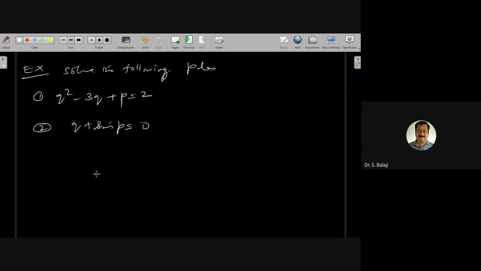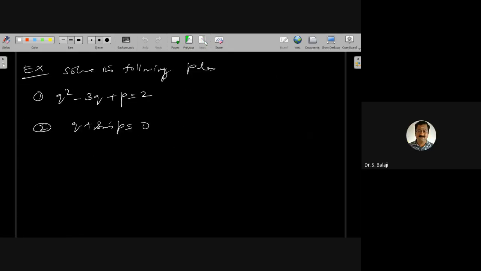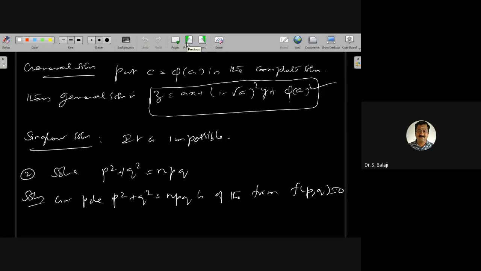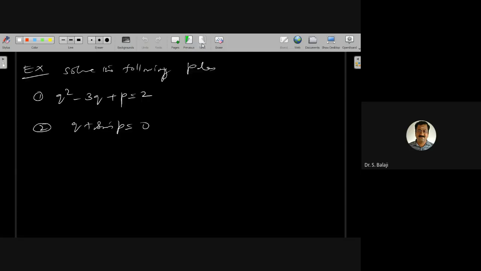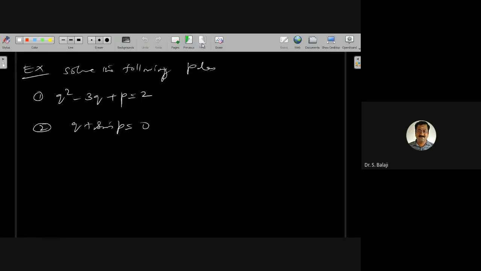For the second problem, your b value equals minus sin a. For your complete solution will be z equals ax minus sin a into y plus C.